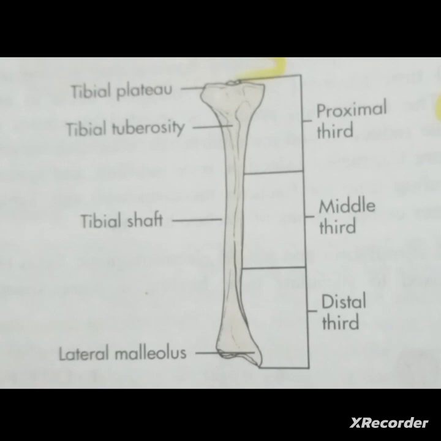Next classification is based on the anatomic location of the fracture. So here the fracture site is proximal third, middle third and distal third. Based on the anatomic location of the fracture in the bone, it is divided into proximal third fracture, middle third fracture and distal third fracture.